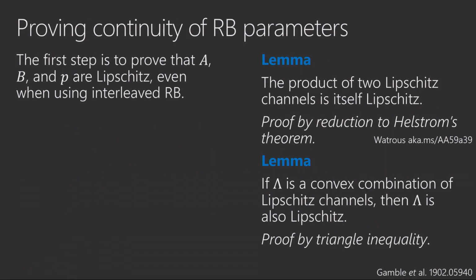Once I have that, the first step is to prove that my RB parameters are actually Lipschitz when I do interleaved randomized benchmarking. For this, we'll need two lemmas. The first one is that the product of two channels that are each individually Lipschitz is also Lipschitz. And we know this has to be the case, otherwise we could violate Hellstrom's bounds on distinguishability of quantum states.